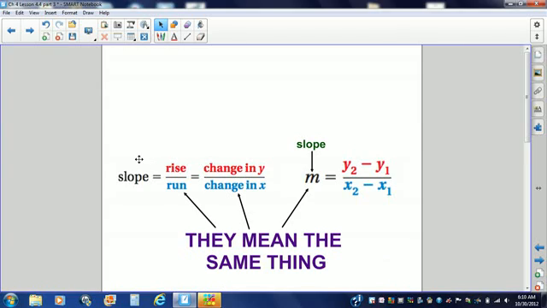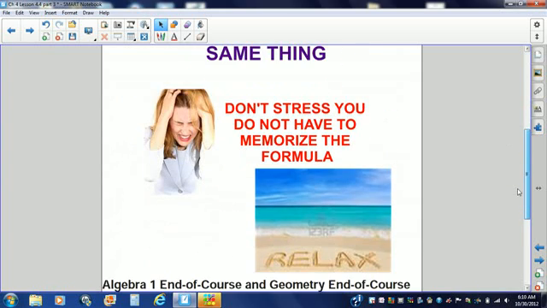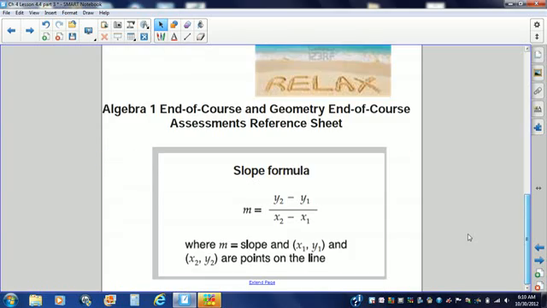We also talked about slope is rise over run, change in y over change in x. We said that the letter M stands for slope. We said we can use this equation, y2 minus y1 over x2 minus x1. You don't have to freak out. Don't stress. Just relax, because the formula will be on your EOC reference sheet.